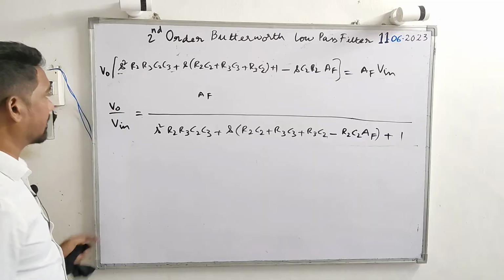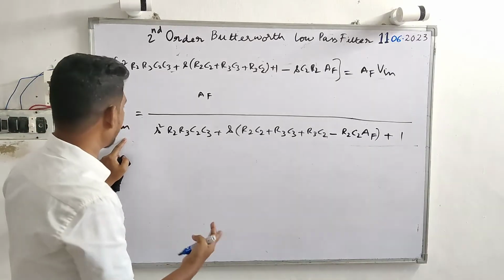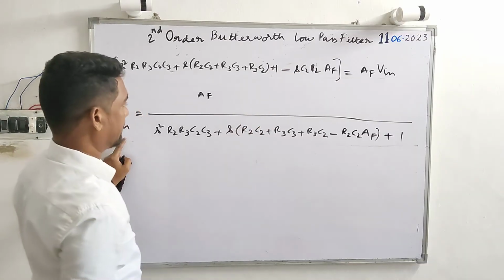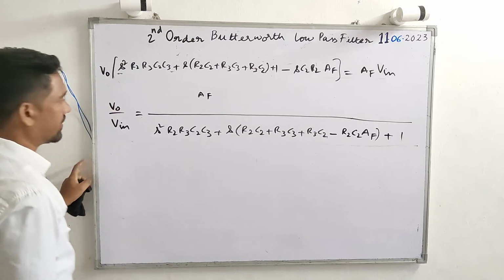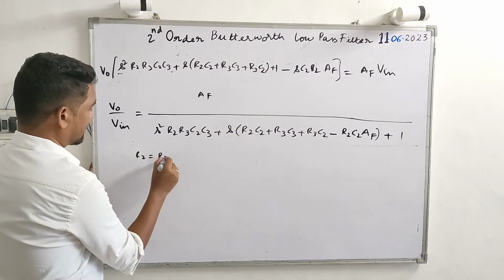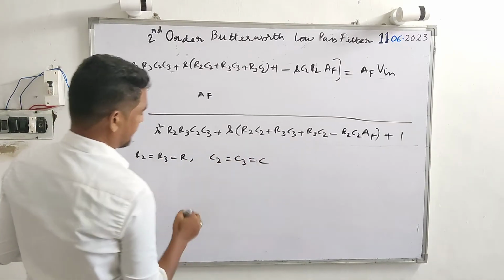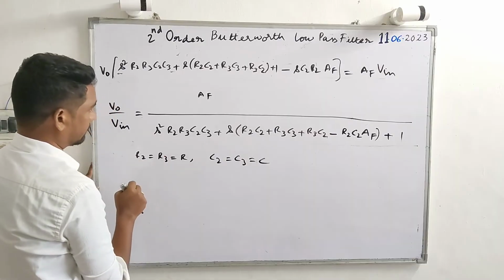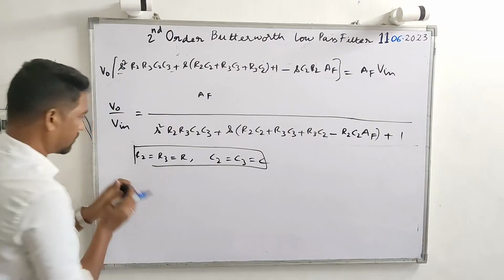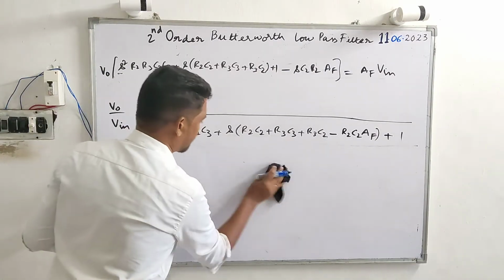Alright, now this is the final transfer function which they asked for, the standard transfer function of a second order low pass Butterworth filter. And usually the design procedure is for R2 R3 equal to R and C2 C3 equal to C. Plugging in this one over here, or else we will make use of this one. Usually a filter is designed for these specifications, all right.